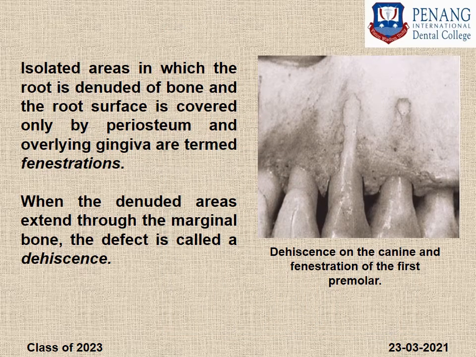Apart from that, you do have two findings that could appear as pathological defects here, wherein you have isolated areas in which the root is denuded of bone and the root surface is covered only by periosteum and the overlying gingiva, termed fenestrations. But when these denuded areas extend through the marginal bone, then it is called a dehiscence. So you can see the fenestration and the dehiscence here.